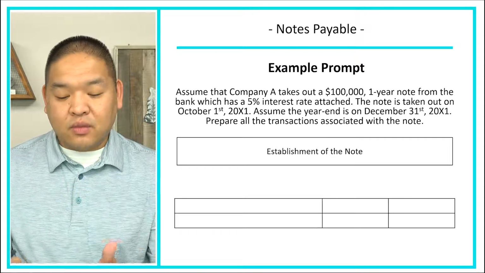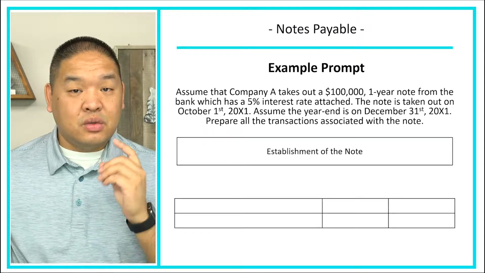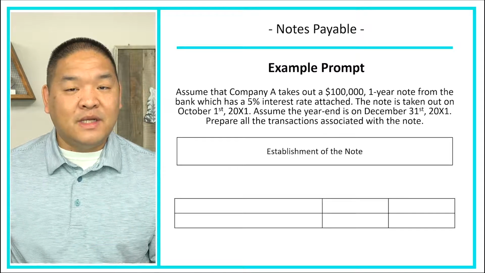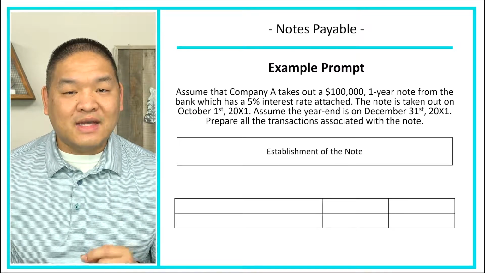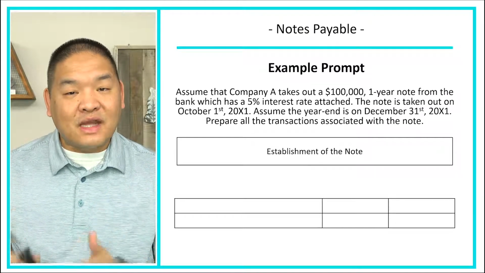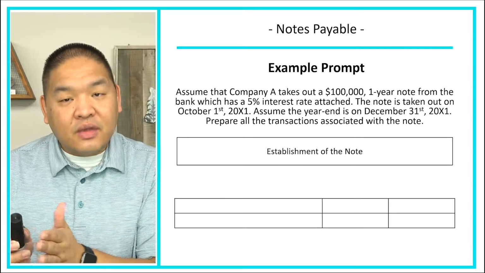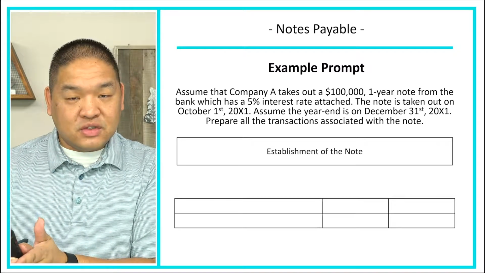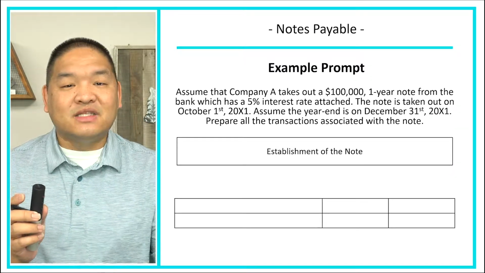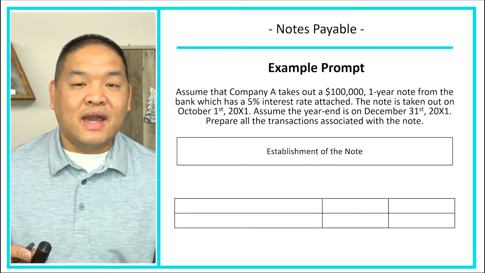So just to walk you through what's happening here, we take out a note for $100,000. It is due in 1 year. We take this out on October 1st, 20x1, which means it's due on September 30th, 20x2, 1 year later. Now the books end on December 31st, which means we're going to have to accrue the interest through the end of the year, book an interest expense and a payable, and then at the very end of next year, pay that interest and then pay the interest that we accrue in 20x2.